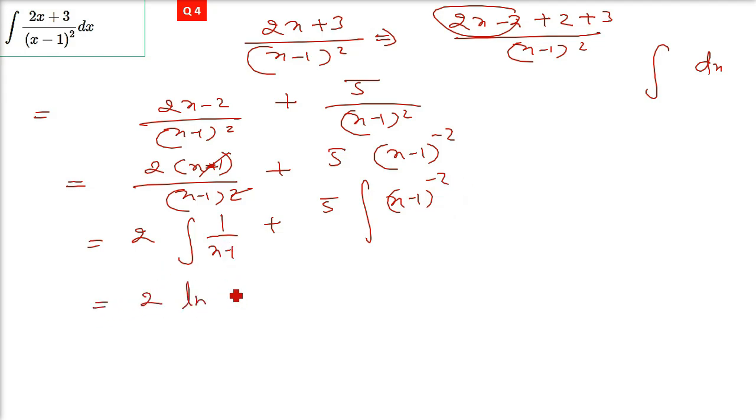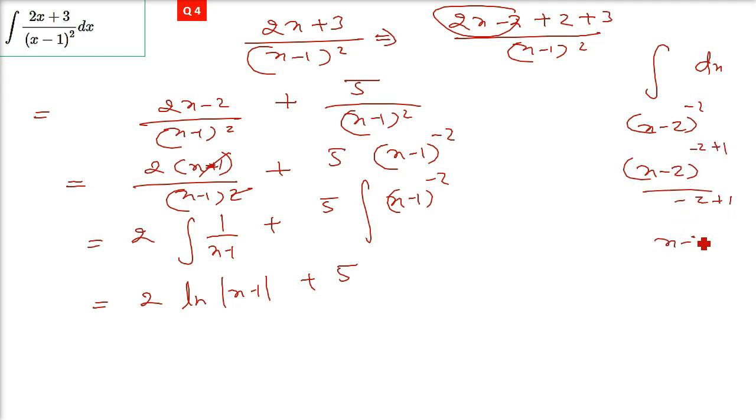1 by x minus 1 integration is simply ln modulus of x minus 1. x minus 1 to the power minus 2 is x minus 1 to the power minus 2 plus 1 divided by minus 2 plus 1. You got x minus 1 to the power minus 1 divided by minus 1. So this is minus 1 by x minus 1. Oh, what I've done, this is all x minus 1, okay? There is a slight change here. So just take minus, because it is negative 1 by x minus 1. So 5 divided by x minus 1 it will be.